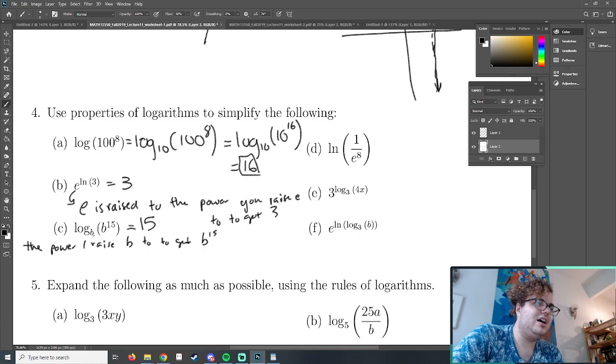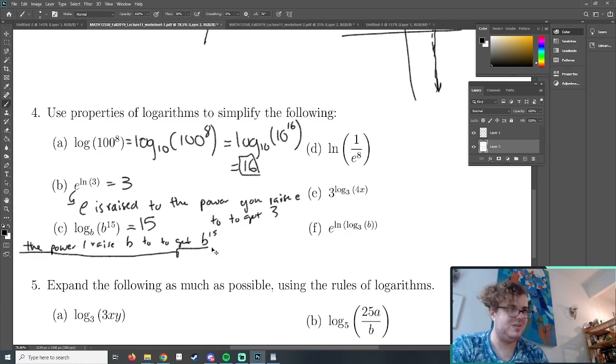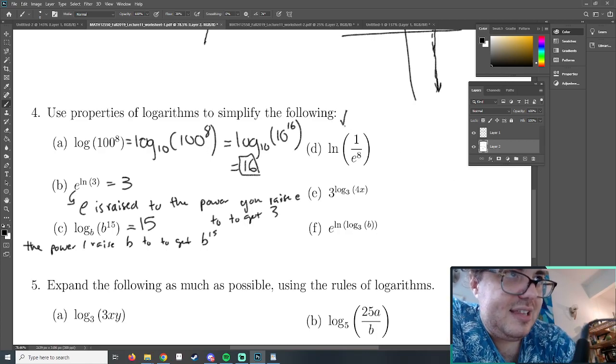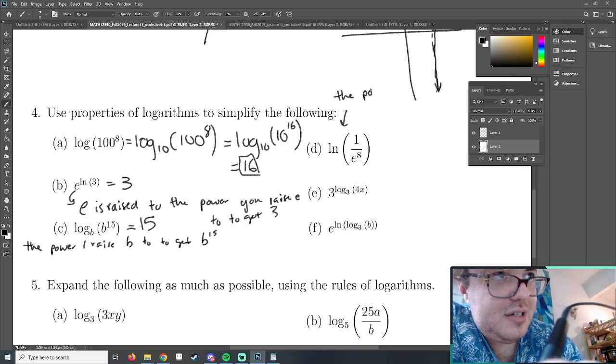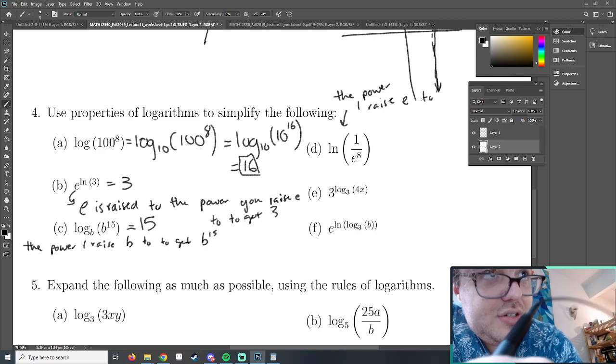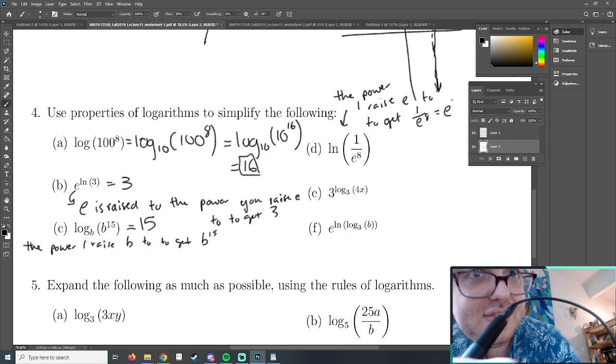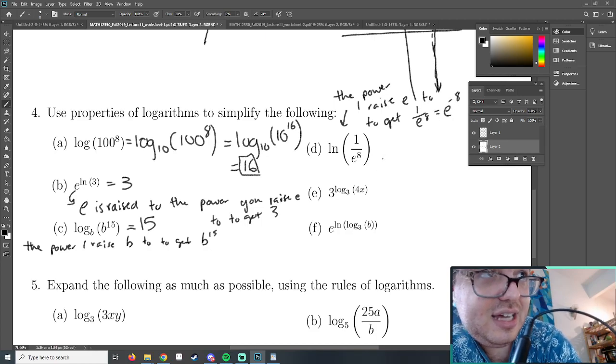So if you have a log base b of b to a power, the answer will always be that power, because you'll always be able to interpret it like this. The power I raise b to get b to the 15th? Well, of course that's 15. Here, we could think of this as the power I raise e to get 1 over e to the 8th. Now keep in mind, 1 over e to the 8th is the same as e to the negative 8th, and so the answer here is negative 8.